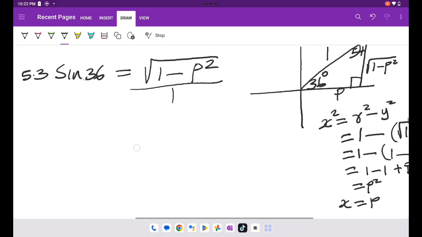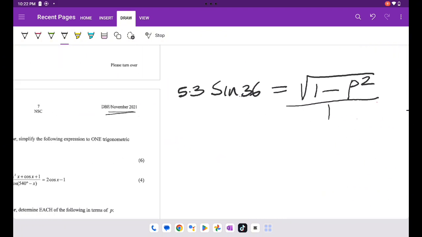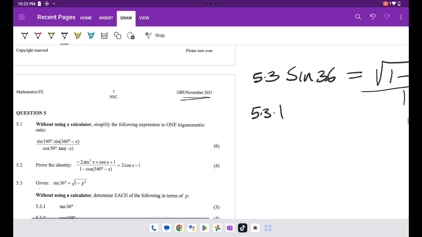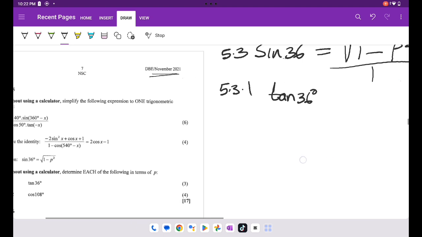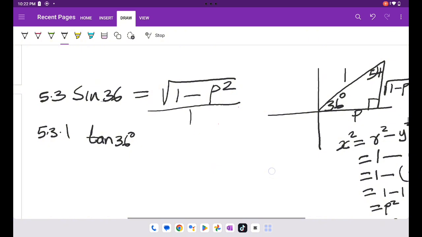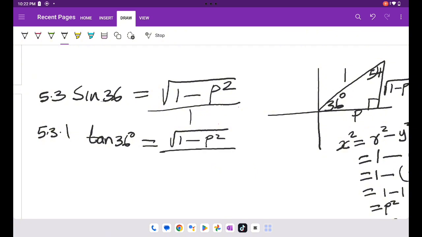Going back to our question 5.3.1, we want tangent of 36. We can go to our diagram that we have completed. Tangent is opposite over adjacent, so we will simply write this as the square root of 1 minus p squared divided by the adjacent, which is p.